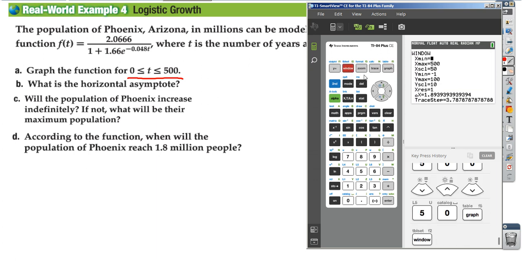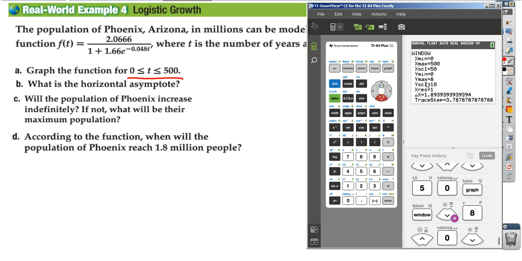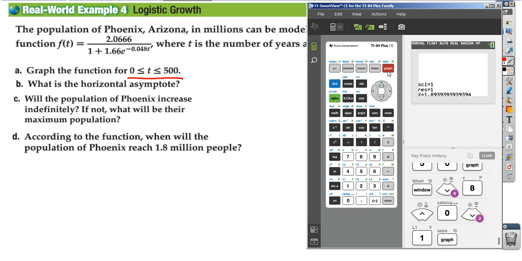That's not a very good picture. The y is too big. So let's put that at, let's say, 8 instead. Population. And we'll make the y scale go by 1. Okay, so that's a bit better, and you can see that's kind of what it looks like.